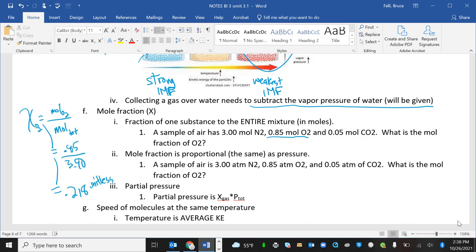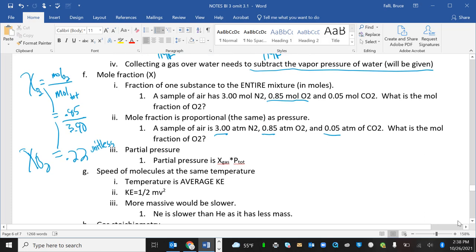Now, mole fractions also are not fractions. They're always given as decimals with the correct number of sig figs. So this one has 2 sig figs. So 3 sig figs, 2 sig figs, 2 sig figs, round to the fewest. As always, 0.22 is the mole fraction of O2. And the symbol for mole fraction is chi, the Greek letter chi.